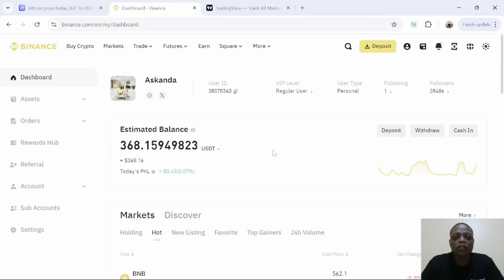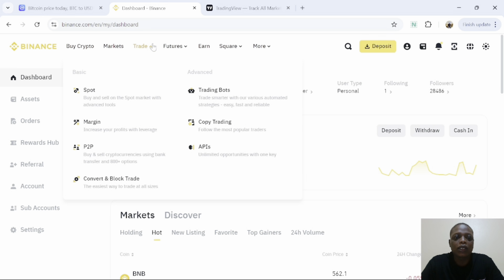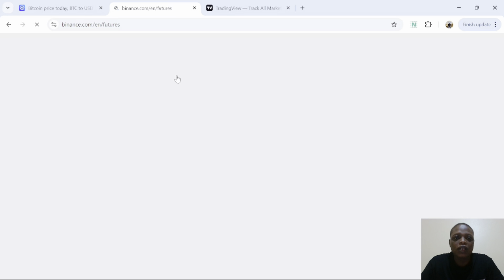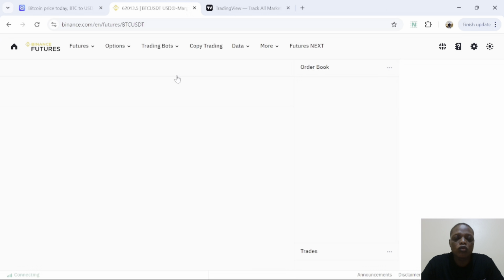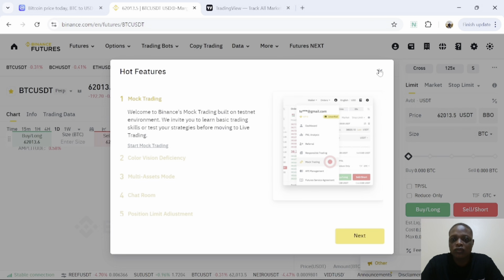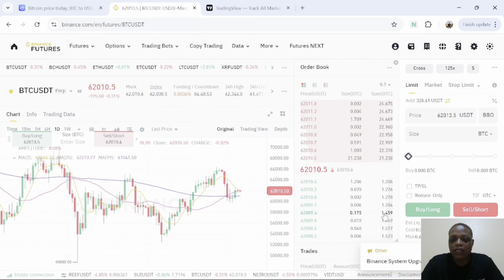So what I'll do is I'll first go to my trade here. When I go to trade, I'll go to my features. After going to features, you click on USDT-M features. Now the next part is you go to a website called TradingView. So this is my Binance Futures account. For now, I have like $328 in my Futures account.